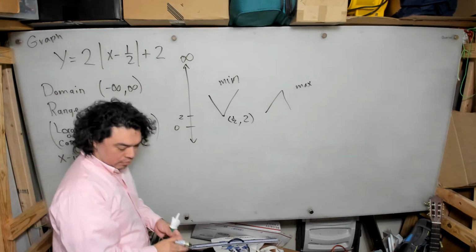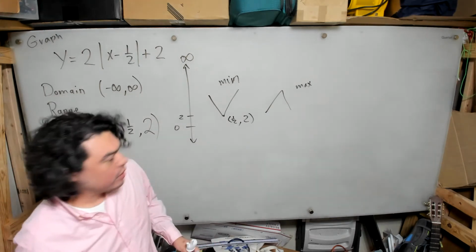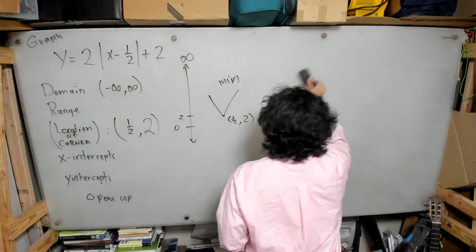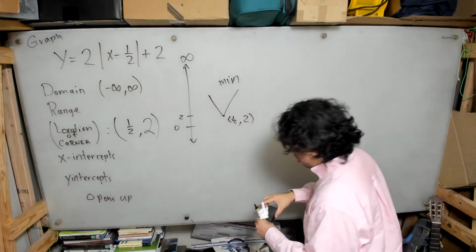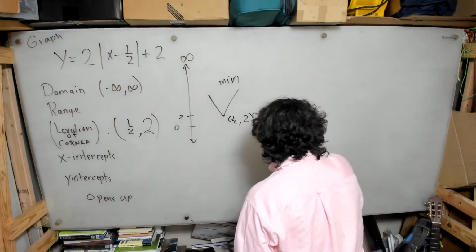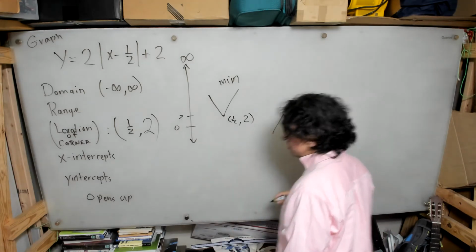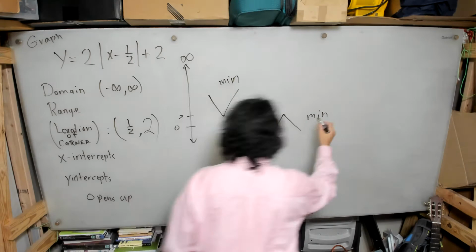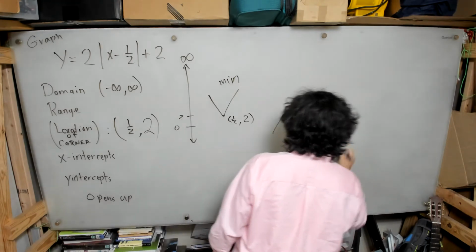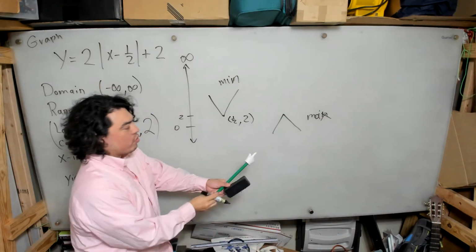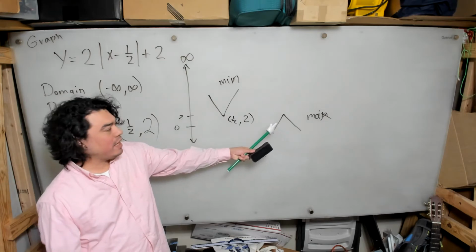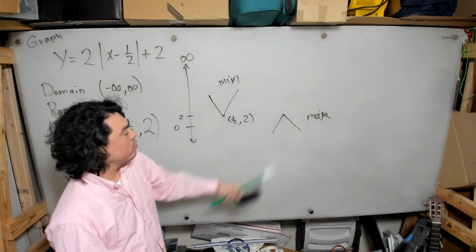On the other hand, let me just draw this like this over here. Now let's imagine if the graph were to have opened down like this instead, and let's say it had the same y value.